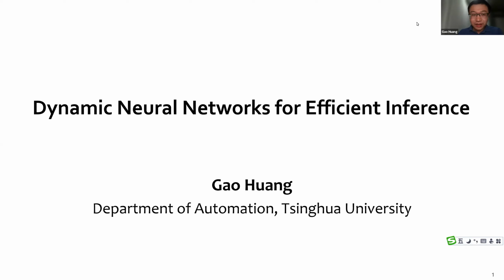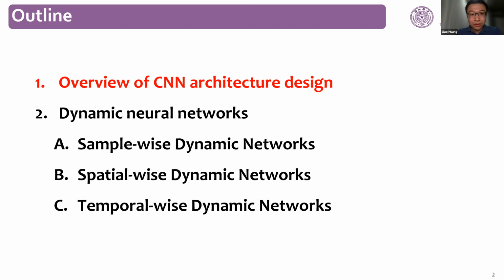This is the outline for the talk. First, I will have a recap of the deep CNN architecture design in the past decade. And then I will talk about 3 types of dynamic neural networks: the sample-wise dynamic networks, and the spatial-wise and the temporal-wise dynamic networks.